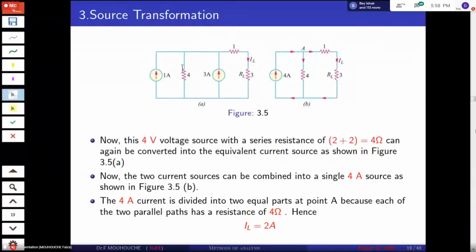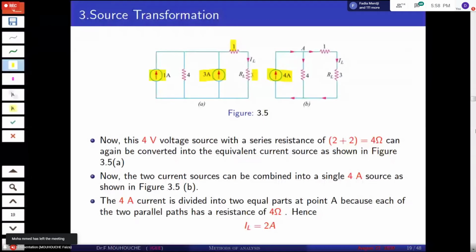And here, as shown in this figure, 2 current sources. We can add them, as I mentioned in chapter 2. We will try to cover this chapter next week. Here we have 2 sources, we can add them. 1 ampere plus 3 ampere is equal to 4 ampere, in parallel with 4, and here we have 1 ohm with 3 ohm equal to 4.